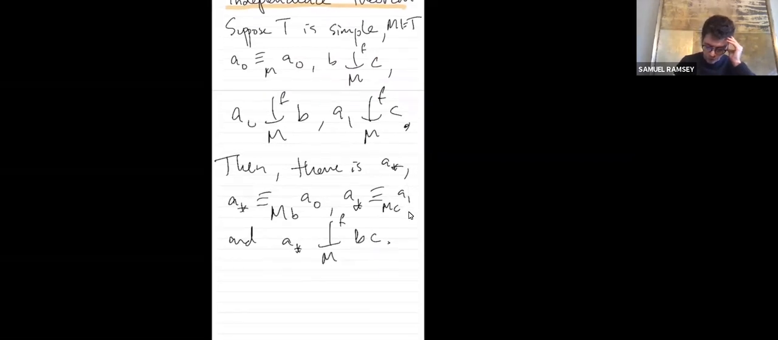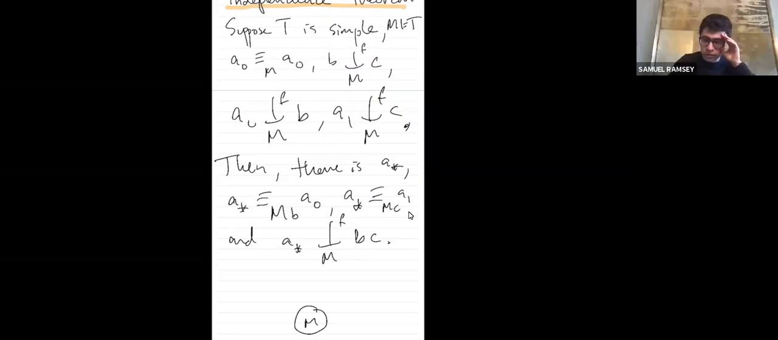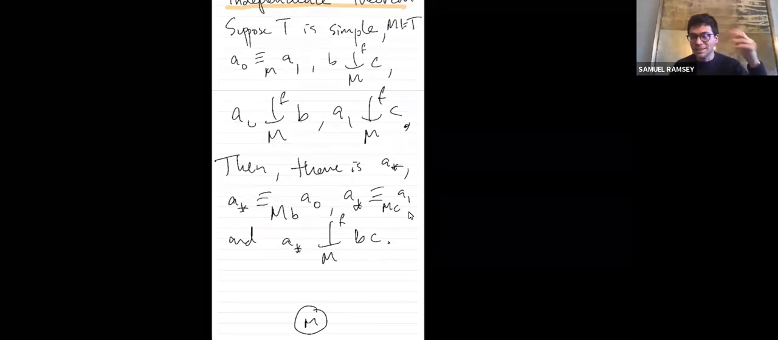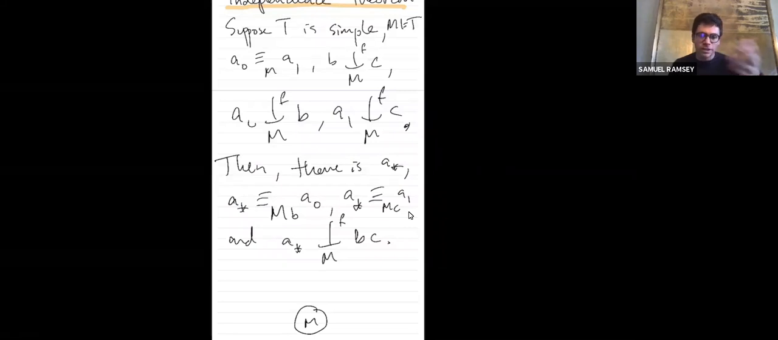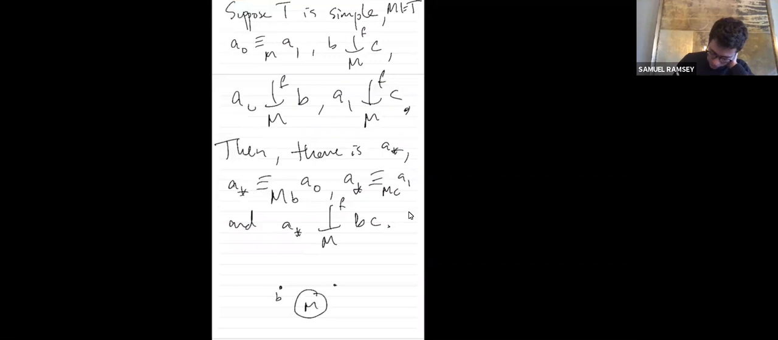So the picture is you've got some model. What's the first condition? Which one? A0 equivalent to M1? Or sorry, A0. Oh, that's true, but not interesting. It should say A1. Thank you. Yeah, it is true what I wrote, but not interesting. Well, the conclusion is not true just from that hypothesis. So thank you. Okay, so you've got B here and you've got C here, and these are independent over M.